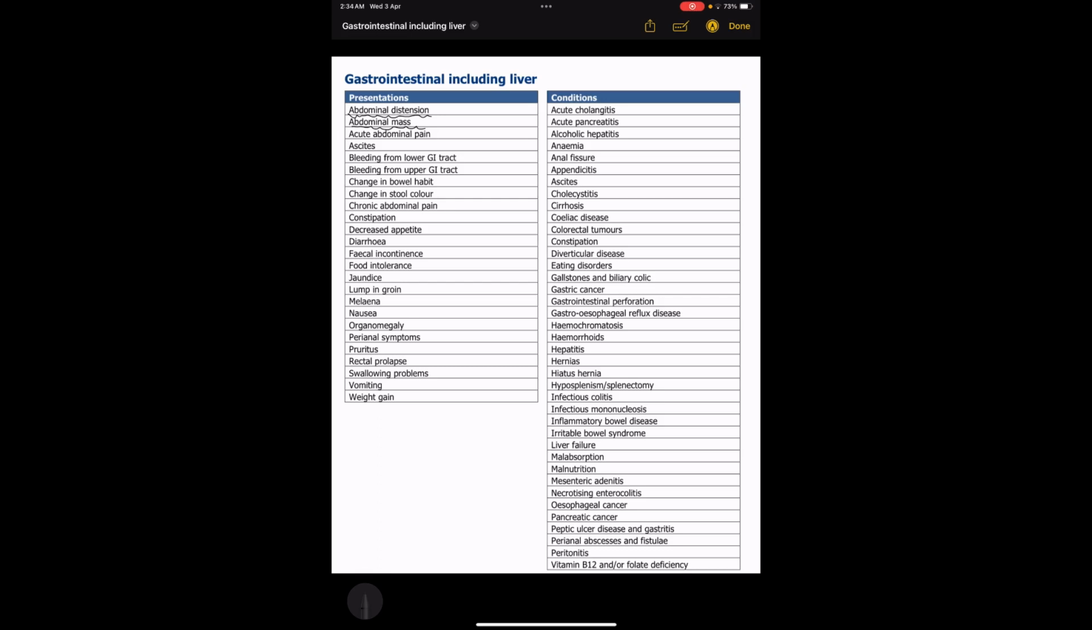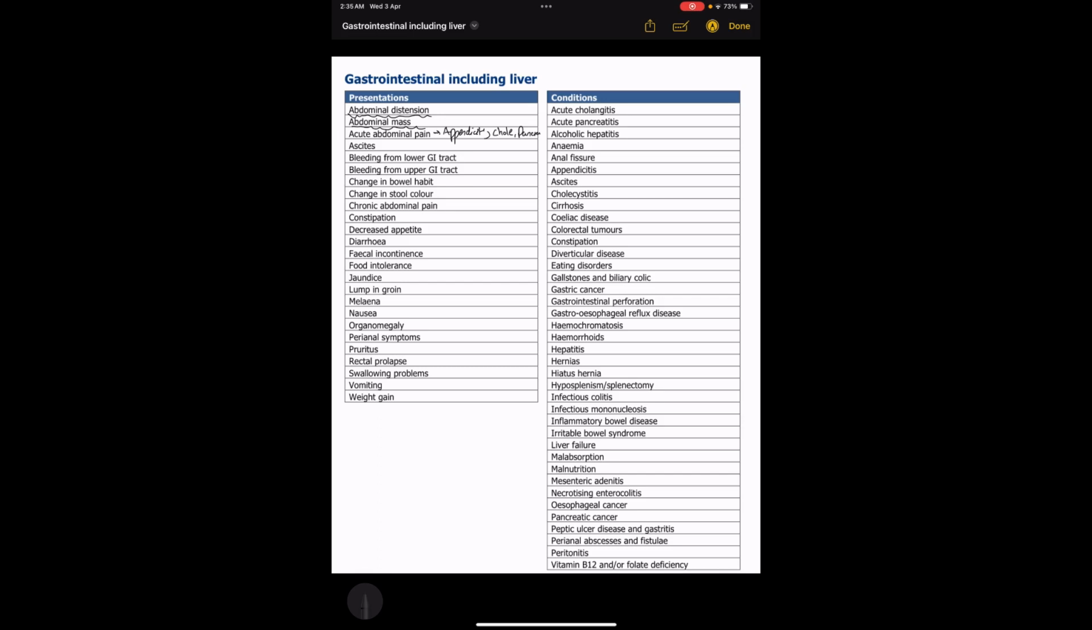Now, the acute abdominal pain can be due to important surgical causes. It can be due to appendix or appendicitis. It can be cholecystitis or pancreatitis.